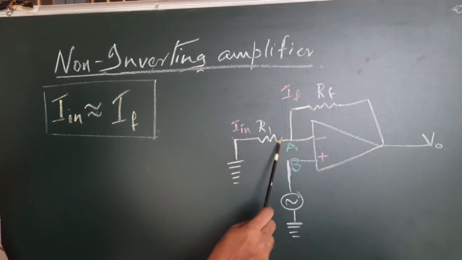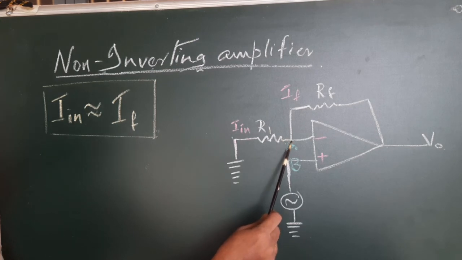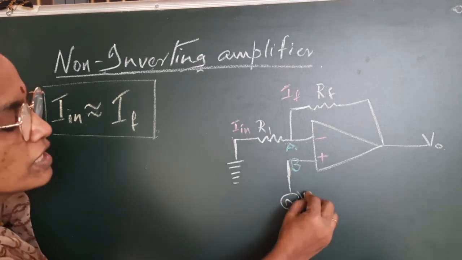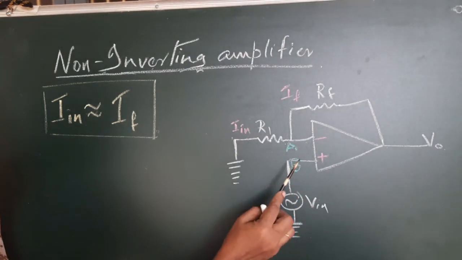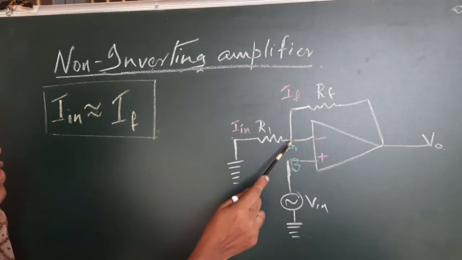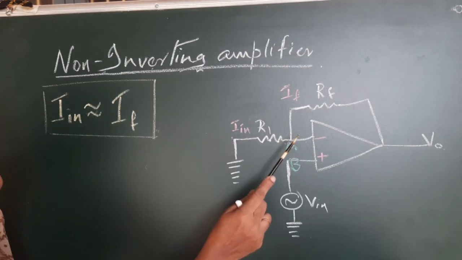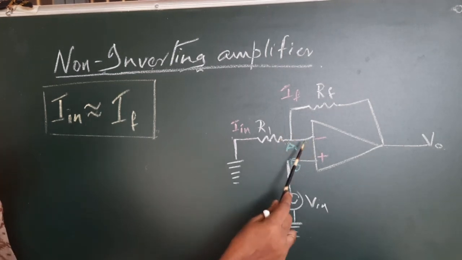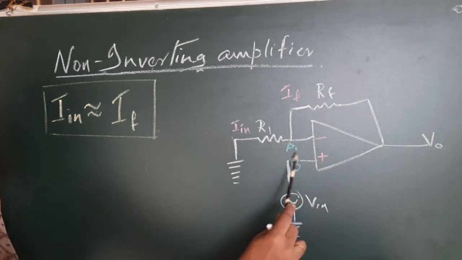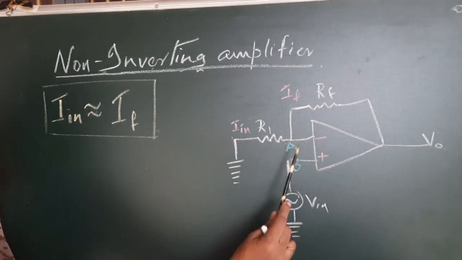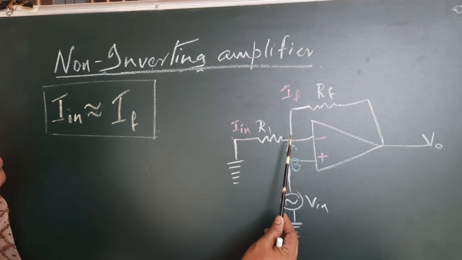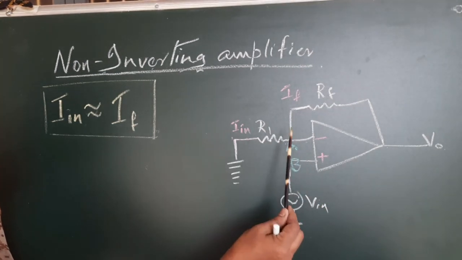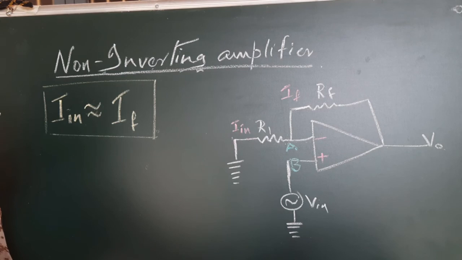What about this point of R1? This end of R1, that is the point A. You know that at the terminal B we have the input signal V in. So the potential of B is V in. So the potential of A will also be V in, because then only you can justify that no current is flowing through this. So effective potential of VA, we can take it as V in itself by the concept of virtual ground.